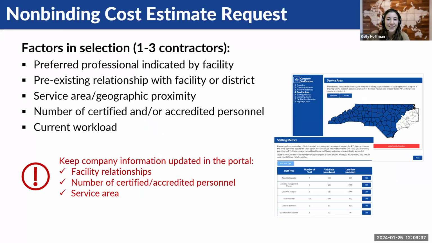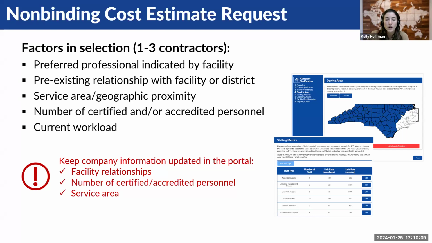We've been getting a lot of questions from you on how we will be determining which contractors receive non-binding estimate requests for a specific job, so we're listing them for you here. The first thing we will be looking for is if the facility has a preferred contractor, followed closely by pre-existing relationships with facilities that were entered by the contractor in the company verification survey. It is not our intent to disrupt these relationships, so we will aim to maintain these whenever possible.